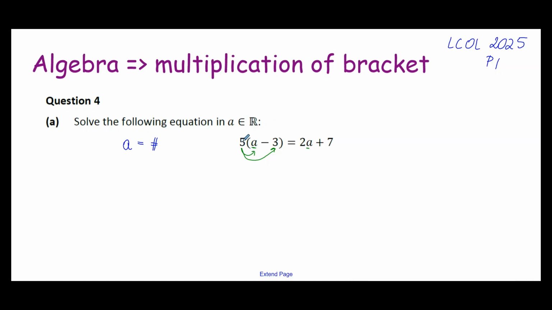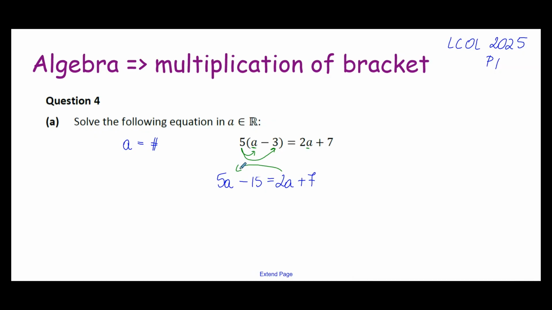So let's do the multiplication first. 5 multiplied by A is just 5 multiplied by A. 5 multiplied by -3, in the calculator, is -15. And then we copy the other side of the equation. Now, where am I going? I want to have A on one side, numbers on the other side.